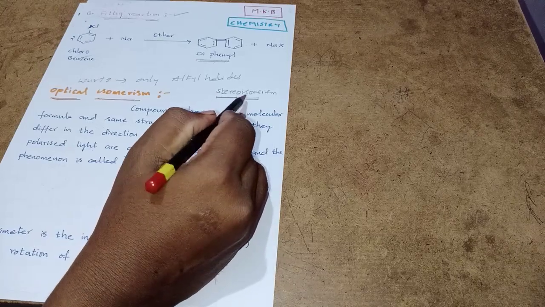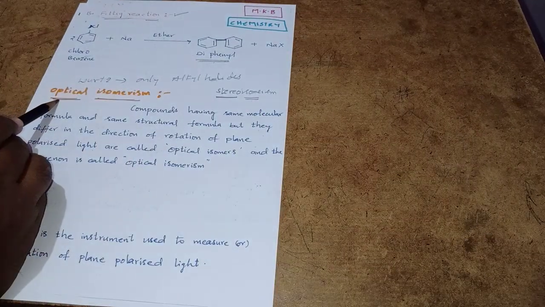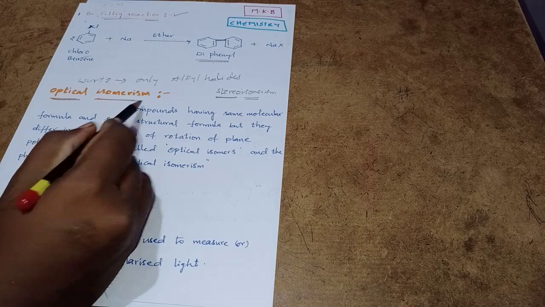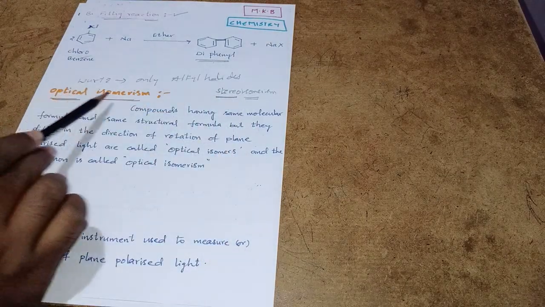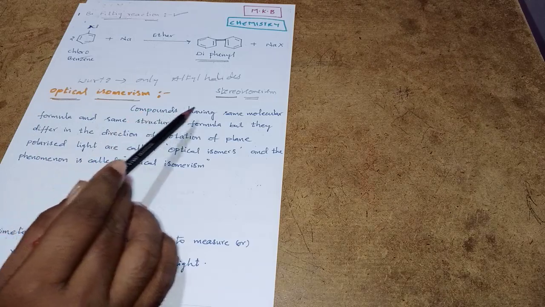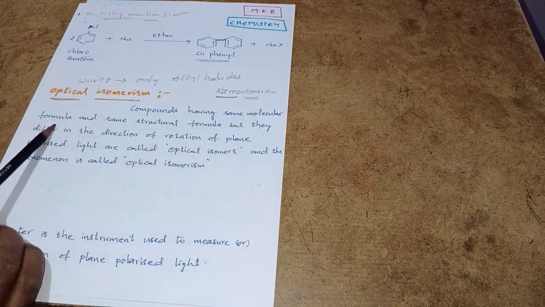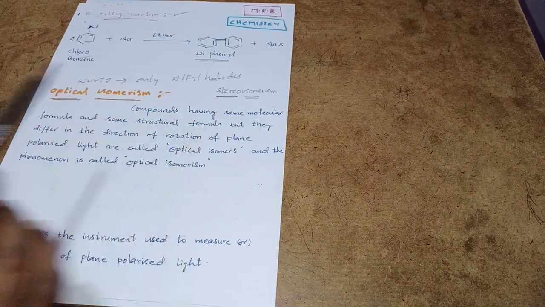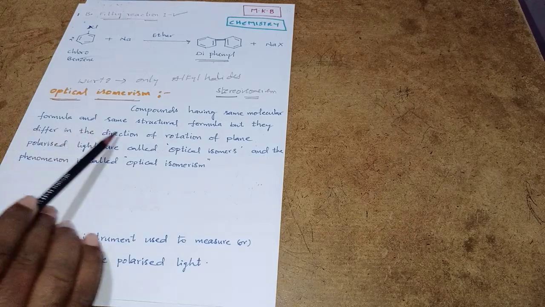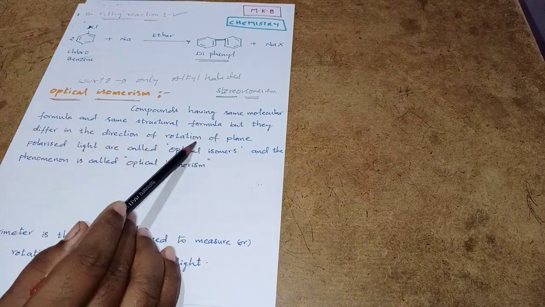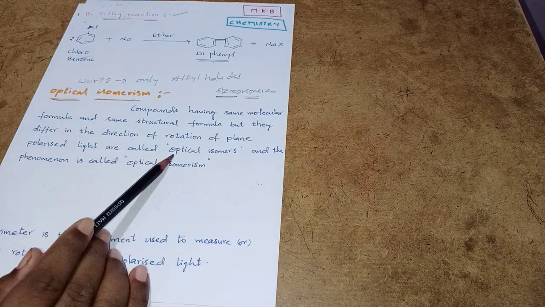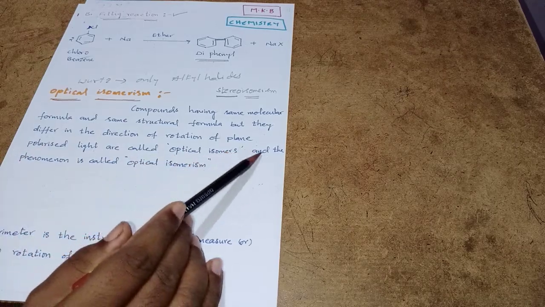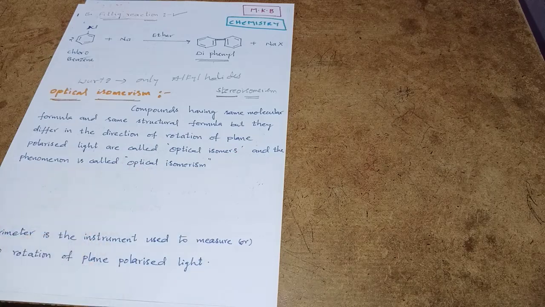So under stereoisomerism, optical isomerism is one of the types of stereoisomerism. Now, what is the definition for optical isomerism? Compounds having the same molecular formula and same structural formula, but which differ in the direction of rotation of plane polarized light are called optical isomers, and the phenomenon is called optical isomerism.